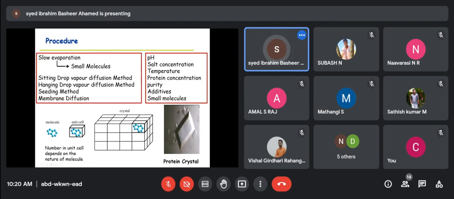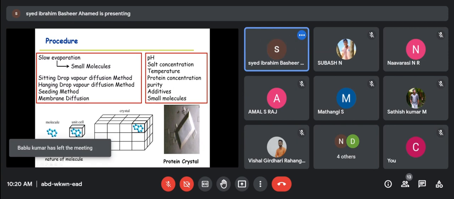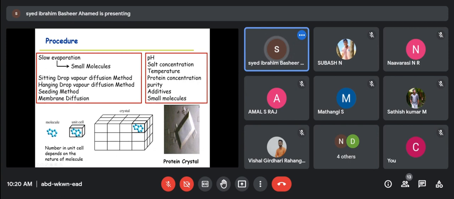We saw that crystallization is done by the slow evaporation method. That is true for small molecules as well as for macromolecules. For macromolecules especially, we have different methods like the sitting drop method, the hanging drop method, and the seeding method. And for membrane proteins, there is a separate procedure.